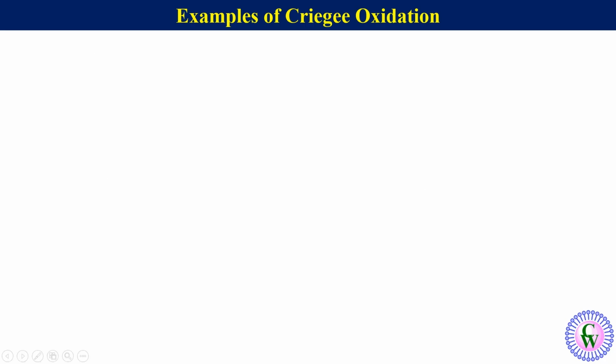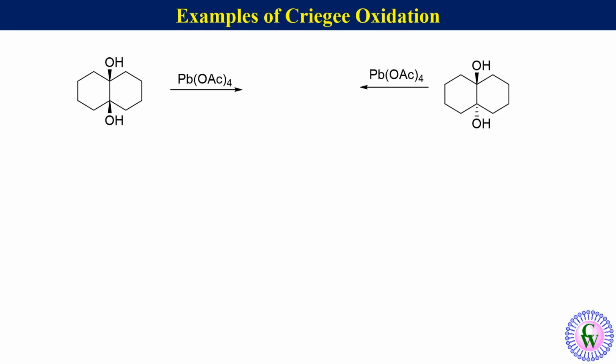Let's take the example of Criegee oxidation of cis and trans decalin diol. Here, both after Criegee oxidation give the same dione, but oxidation of the cis isomer is 1000 times faster than the trans isomer. This is because in the cis isomer, the reaction proceeds through the cyclic intermediate, while in trans through the acyclic intermediate.